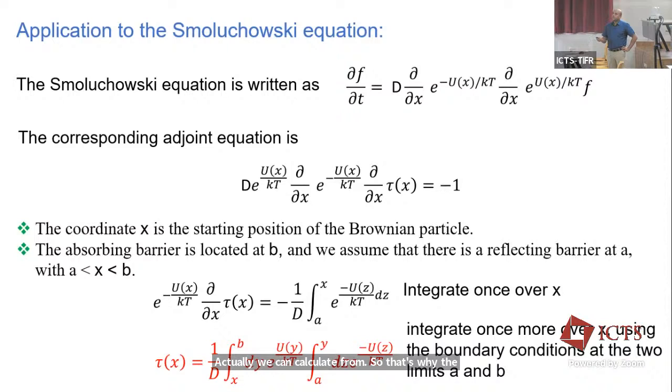So the Smoluchowski equation, you can write its adjoint equation like that, and if you solve this equation, then you can get this tau x. Okay. So we are considering that these particles are moving along the x direction, starting from some position on the x direction, and that is basically a Brownian particle. And we are imposing this absorbing boundary at B, and we assume that there is a reflecting barrier at A.